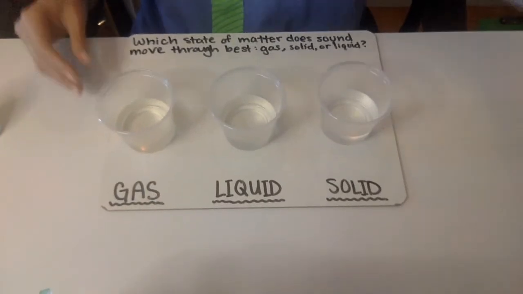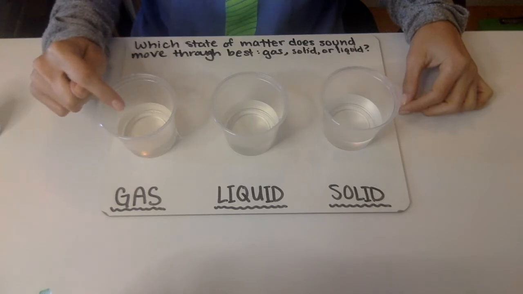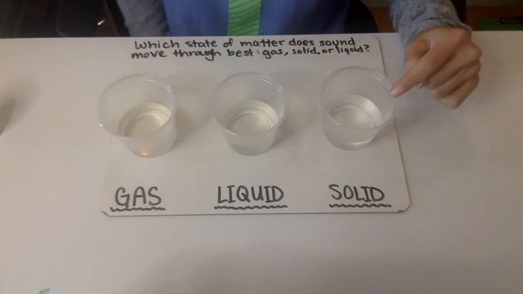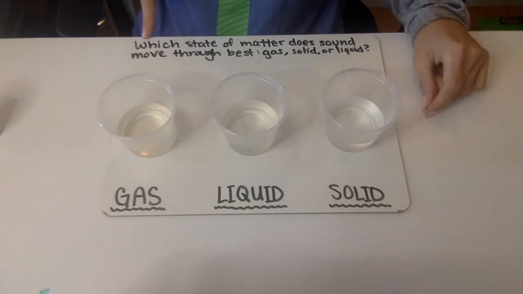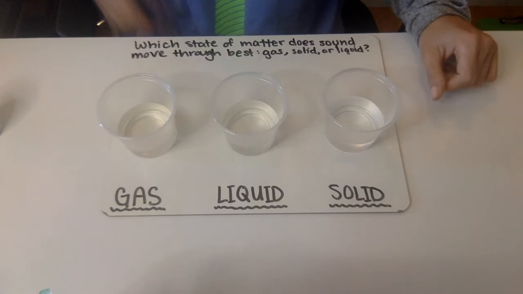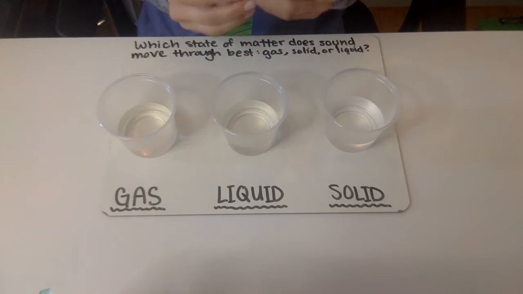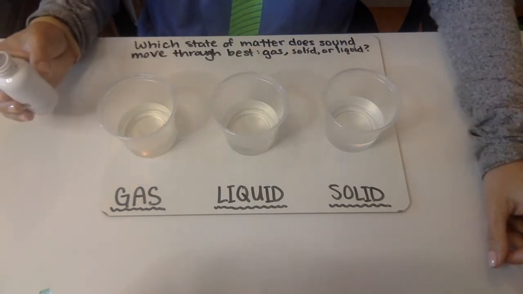Here we have what we're going to pretend is gas. And here we have what we're going to pretend is liquid. Last, we have what we're going to pretend is a solid. Now, ask yourself, which state of matter does sound move through best? A gas, a solid, or a liquid? I would like you to get a better understanding, if you aren't sure already, of how sound moves through these different mediums.